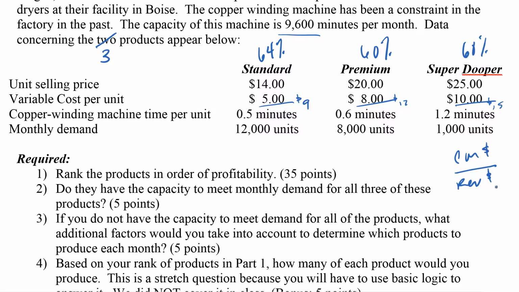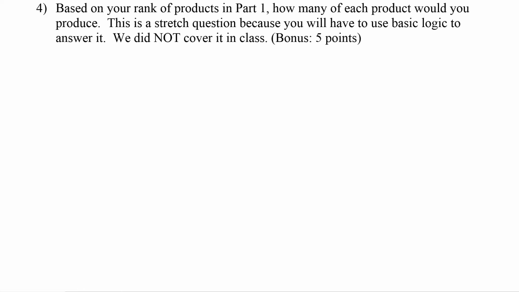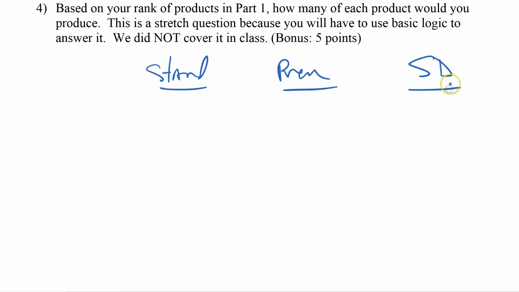But that is not really what we're looking for here, because what we need to do is not figure out what is the contribution margin, but what is the contribution margin per constraint, because all of these things have constraints. So I'm going to slide down here and get a little room, and here's how we would actually do this. So our standard, premium, and super duper, we've already calculated that. I don't need to rewrite that stuff.